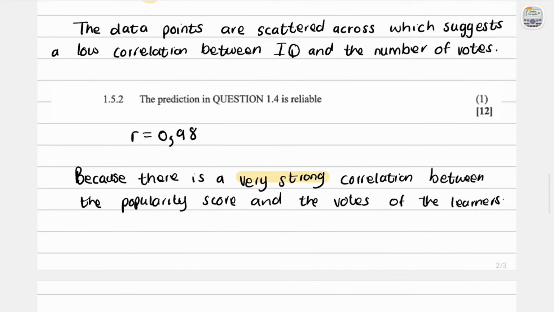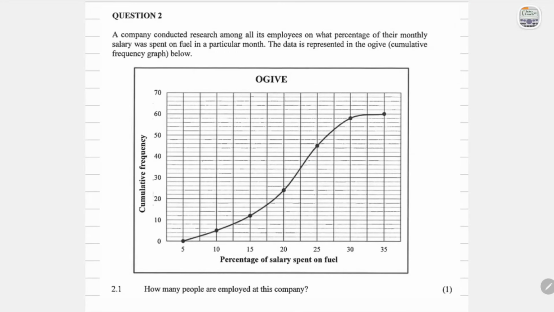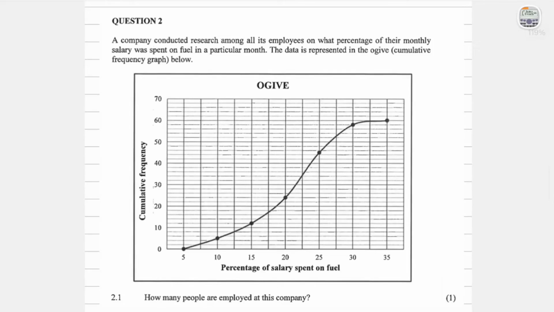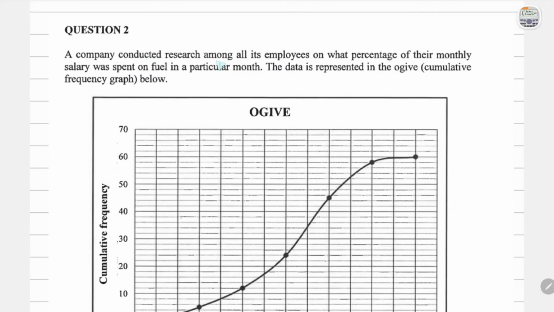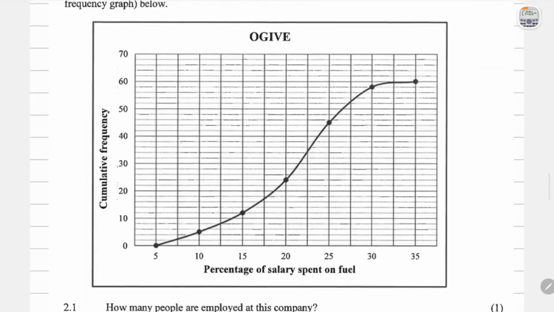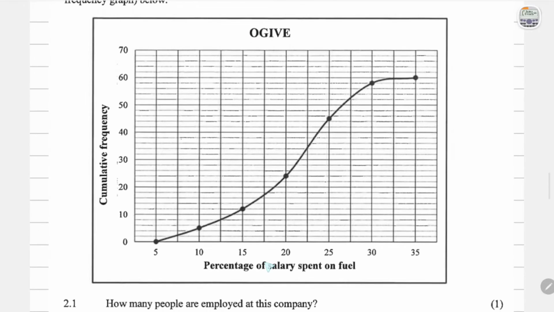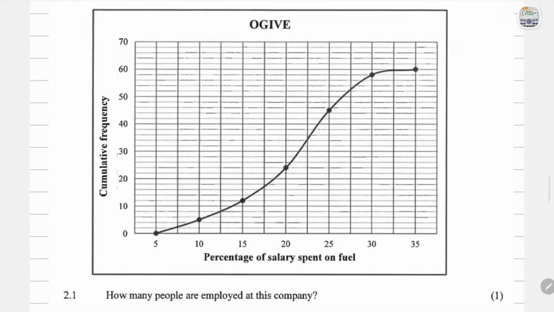And then we move on to more statistics in question 2. Okay, we are now on question 2. And question 2 says, a company conducted research among all its employees on what percentage of their monthly salary was spent on fuel in a particular month. The data is represented in the ogive or the cumulative frequency graph below. Okay, so we have this and we have the percentage of salary on fuel and the cumulative frequency.